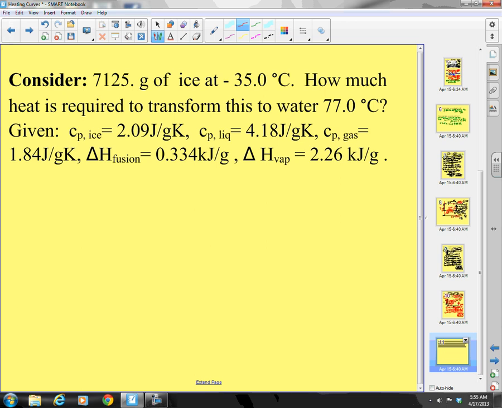Well, what do we have here? I start off with ice at minus 35, and you want to know how much heat is required to make it water at 77. So if I draw my picture, where do I start? I'm going to start here, then go here, then go here.